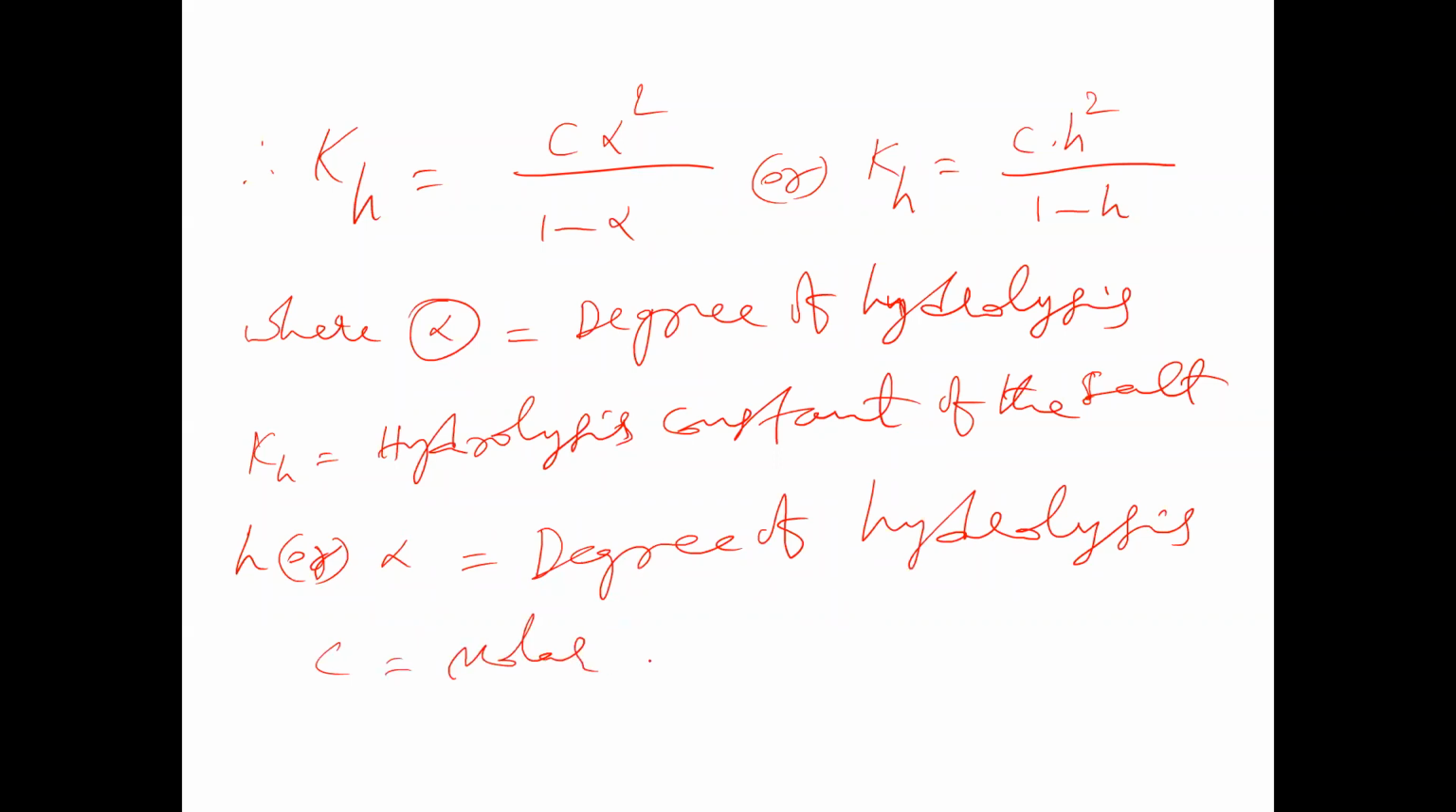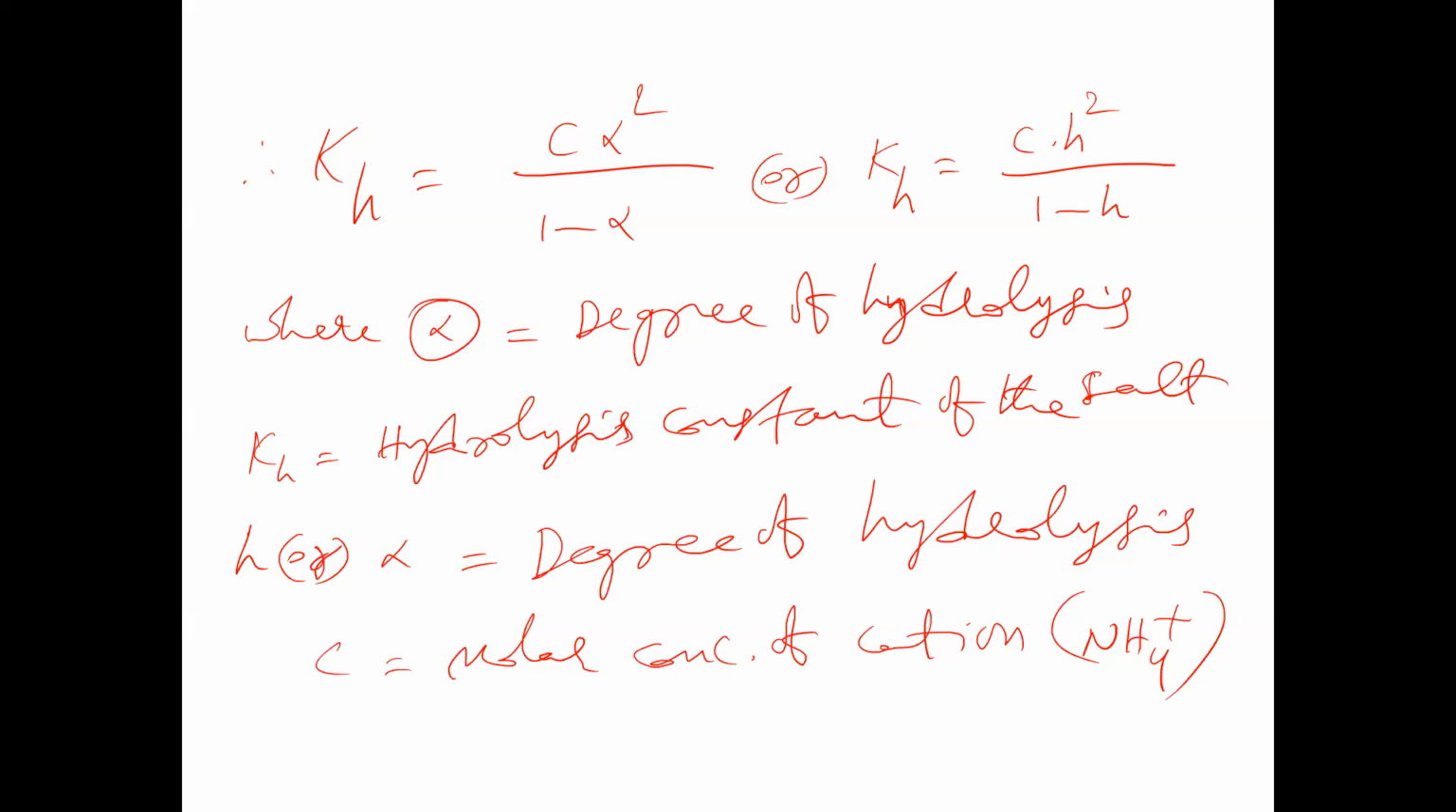Molar concentration of cation. In this case here, which cation we have taken? NH4 plus cation we have taken in this example. So NH4 plus cation concentration is what? C. Is that clear? So this is what now here? Salt hydrolysis. Which type of salt we have taken in this case now? NH4Cl we have taken. NH4Cl is the salt of weak base and strong acid.